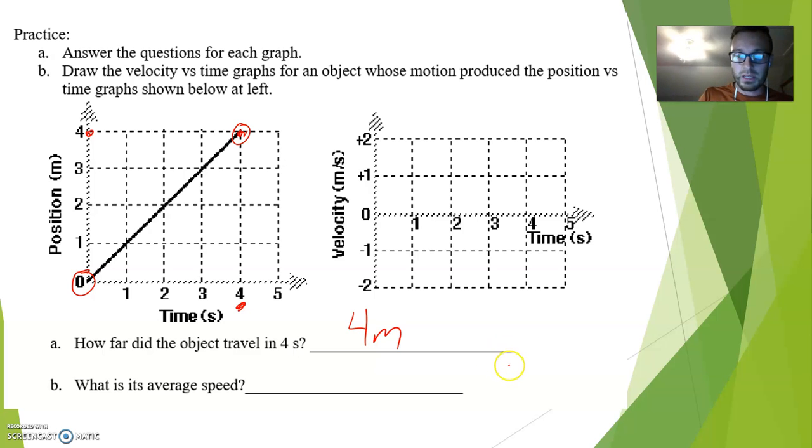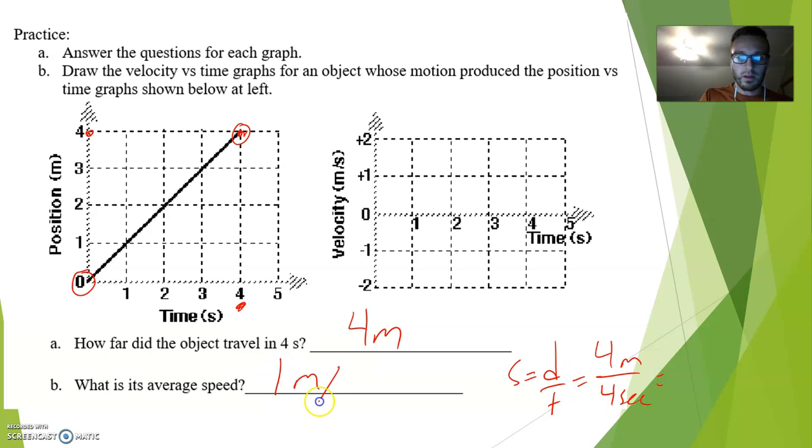What is the average speed? Well, remember, speed is equal to distance over time. I traveled 4 meters in 4 seconds. That must mean I was going a speed of 1 meter per second. Now, today we're going to look at how you get from the position time graph to a velocity time graph. You'll notice the velocity graph here is labeled as velocity on the y-axis, time on the x-axis. Our velocity, the average speed that we have, is 1 meter per second.